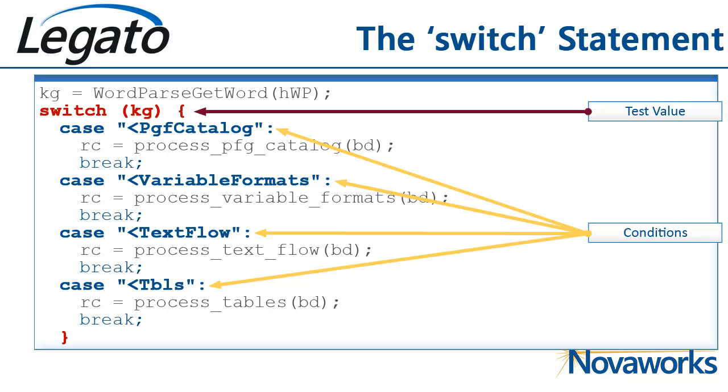This will call some function. It doesn't really matter. You have a series of code in here. When I'm done and I want to exit the switch, I use the break statement. If this break statement is not here, it will simply fall into the next case.